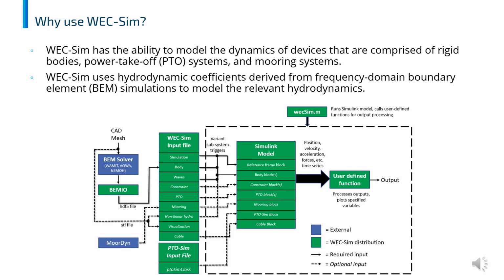WEC Sim relies on hydrodynamic coefficients that are derived from frequency domain boundary element method simulations that are used to model the relevant hydrodynamics. As you can see on the left-hand side of this figure, outside of the WEC Sim core functionality, we rely on boundary element method solvers such as WAMIT, Aqwa, Nemoh, or Capytaine to provide hydrodynamic coefficients that are then parsed into WEC-Sim using our boundary element method input-output solver, BEMIO. This then parses the data into an H5 data structure that's read by the WEC-Sim input file.